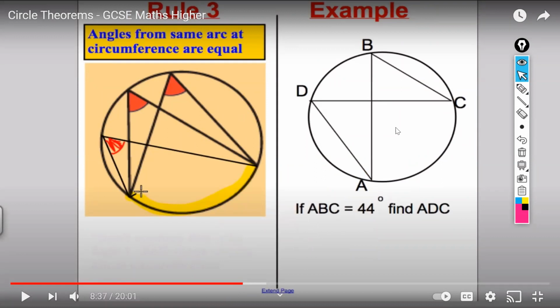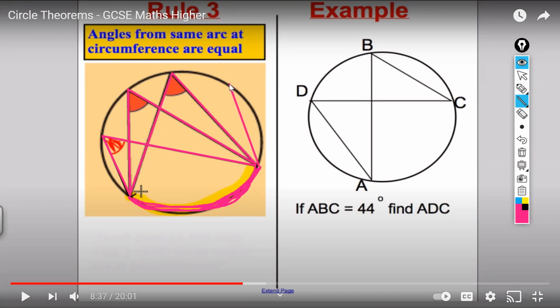So I kind of like rule number 3. It's kind of simple. So guys, let me just draw the circumference right here. So rule number 3, guys, says angles from the same arc at the circumference are equal. What does that mean, guys? This arc right here, that pink arc, if you draw 2 lines from those arcs, all of these are gonna be equal. So all of the 3 you see me drawing here are equal.